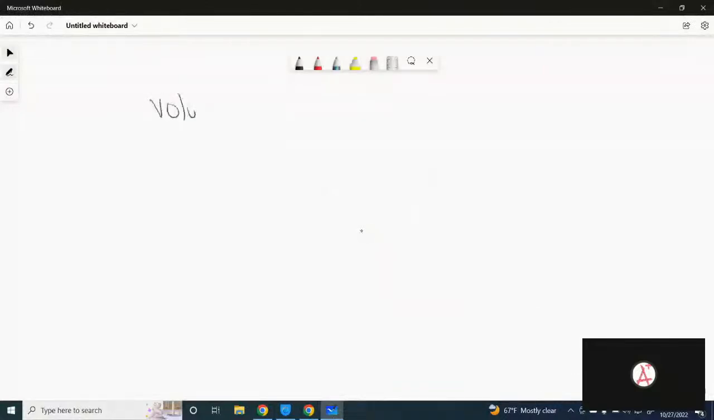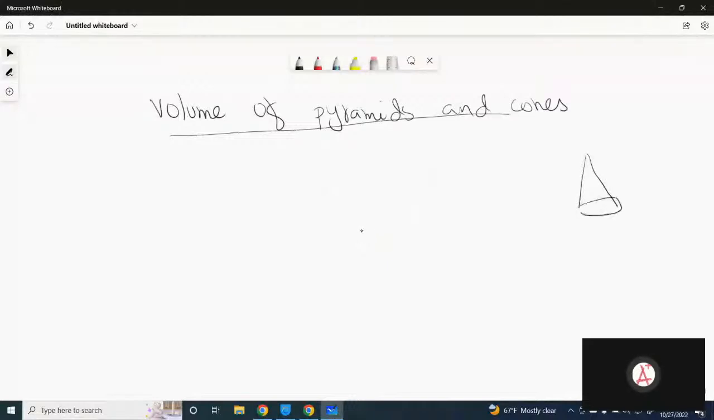The next topic is volume of pyramids and cones. Let's start with an example. You are given a cone. You have to find the volume of the cone. The height is 8 mm and the diameter is 4 mm.